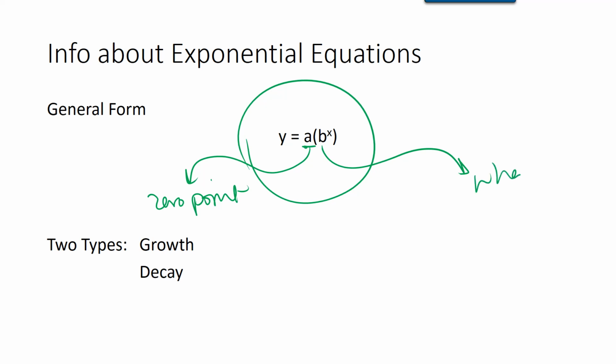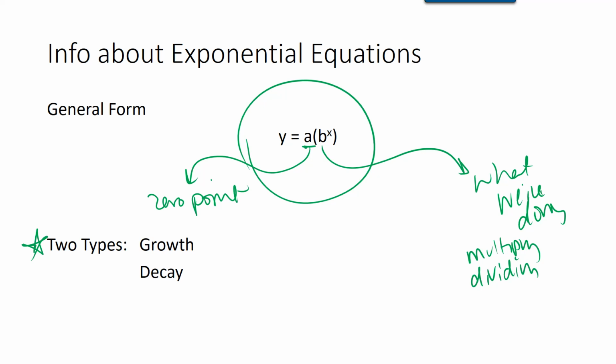B is what we're doing each time. And what I mean by that is what we're multiplying by or what we're dividing by. Okay? Now, that idea of multiplication and division, that's what distinguishes this from linear. Linear is adding and subtracting. So, exponential, multiplication, and division. The multiplication and division tie over here to our two types.